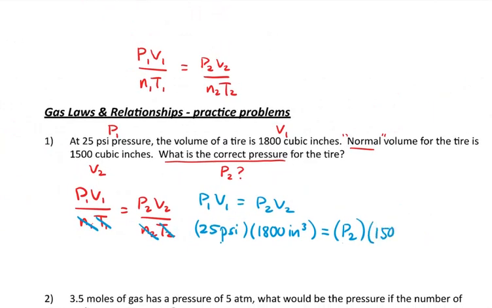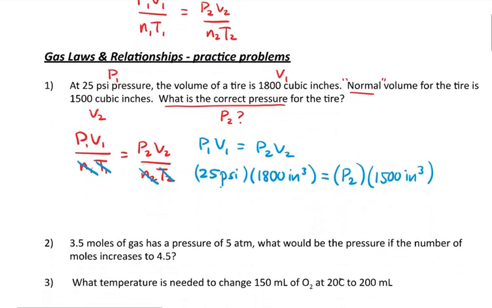So I know 3 out of the 4 parts, right? That's pretty typical on these. I might know 3 out of 4, I might know 5 out of 6 on some of the bigger problems, and I'm looking to find the one that's left. So to find this by algebra, pretty straightforward. I want to get P2 by itself. I'm going to divide both sides by 1,500, and I'll take those units along too. It's good to do that, to make sure those units come along so that they cancel out.